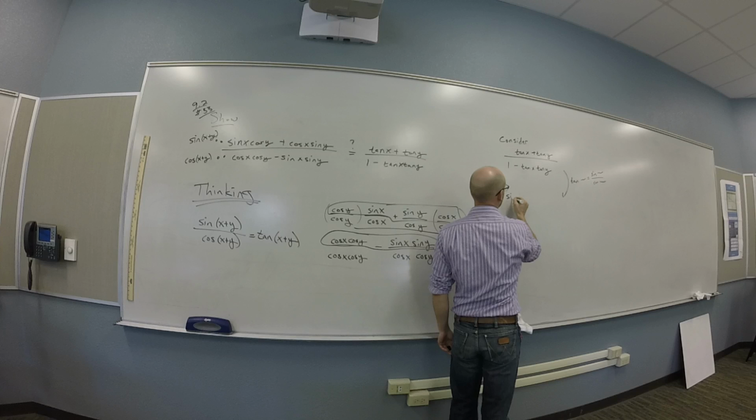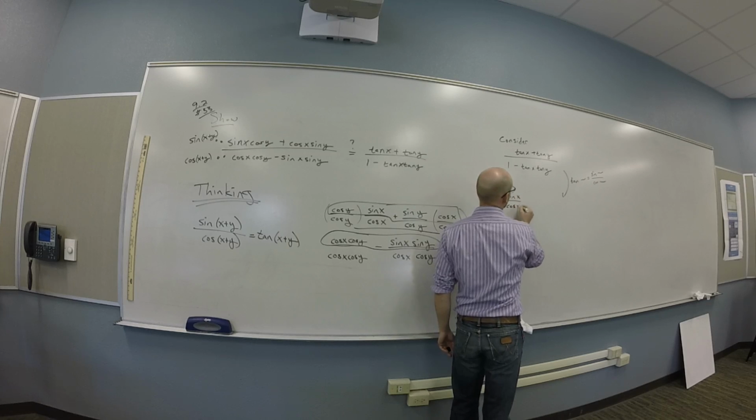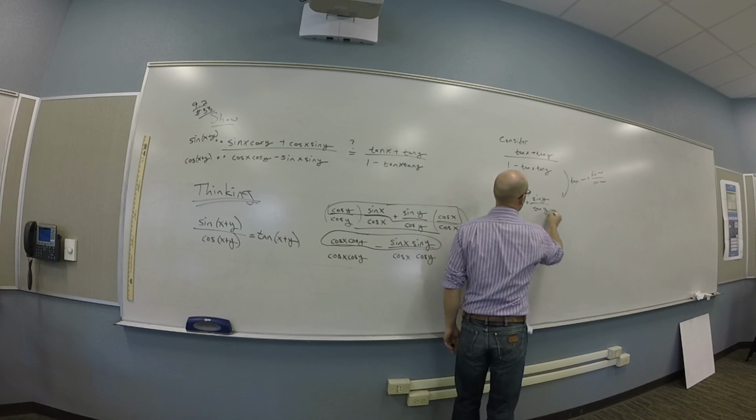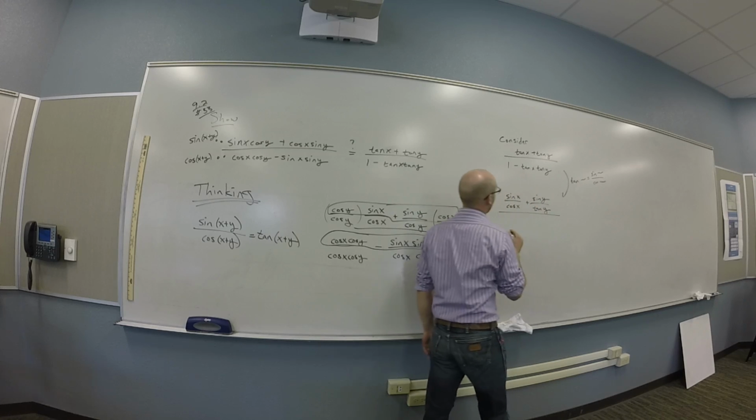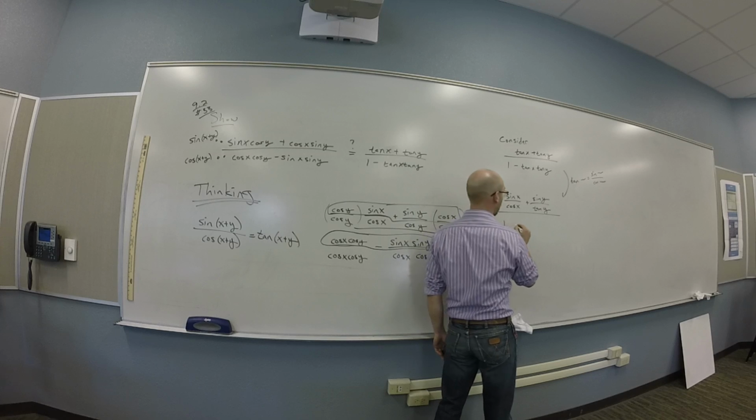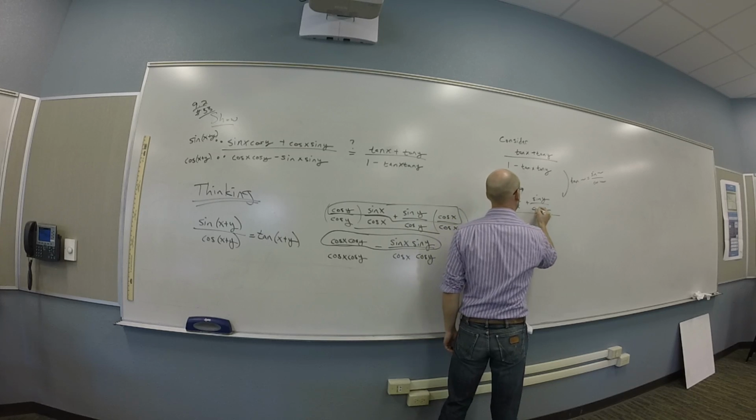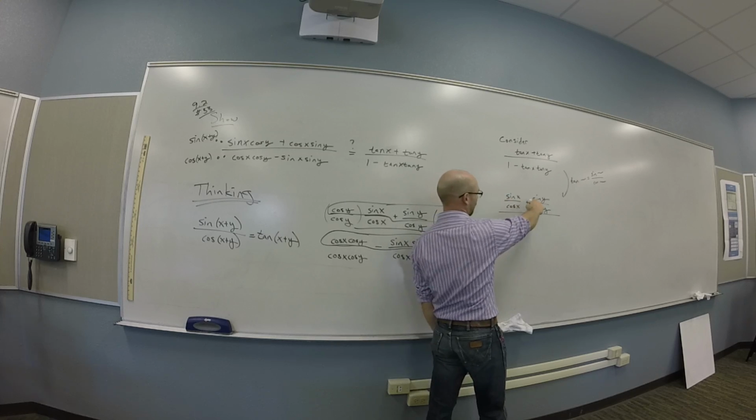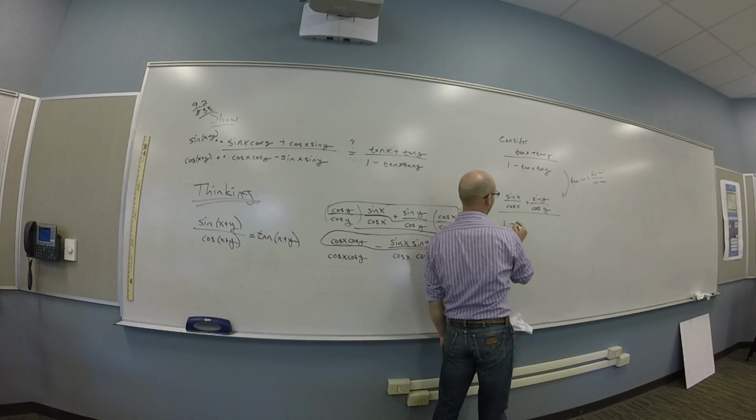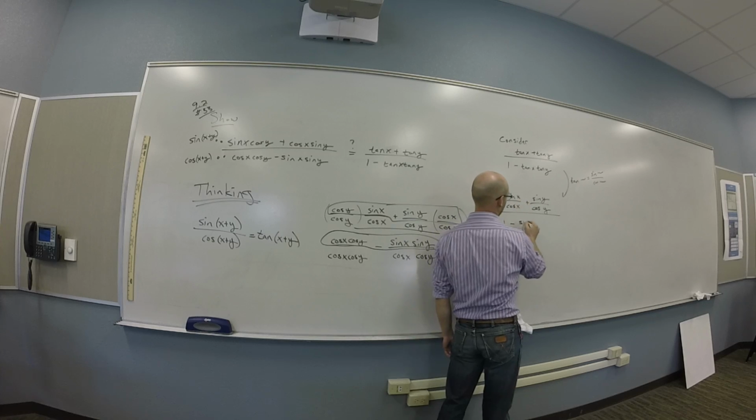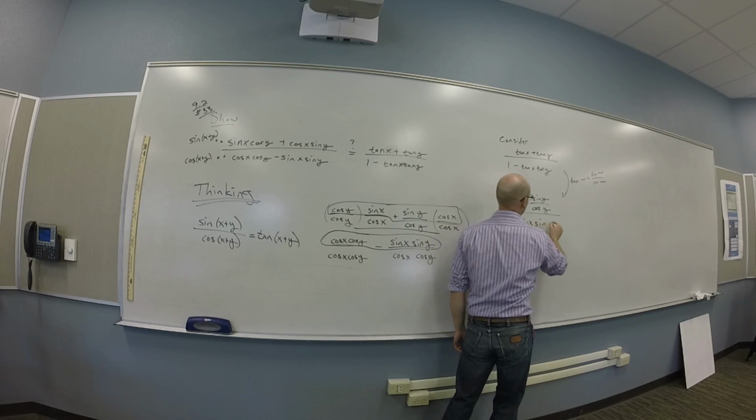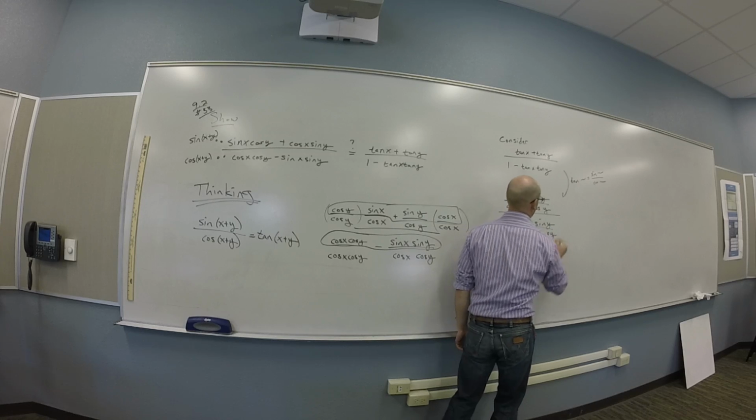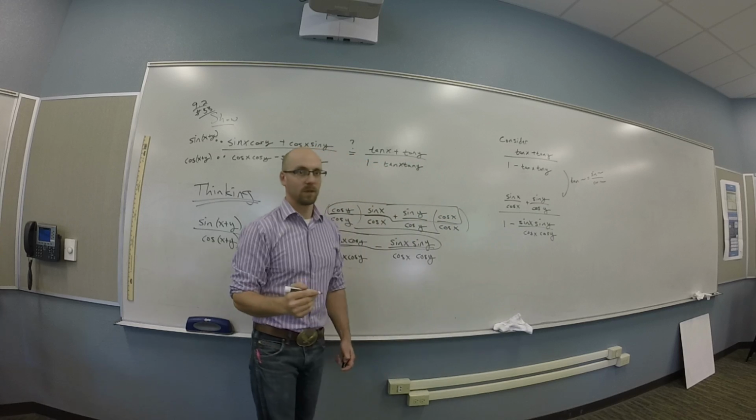We'll get sine x over cosine x plus sine y over cosine y, divided by 1 minus sine x sine y over cosine x cosine y. Okay?